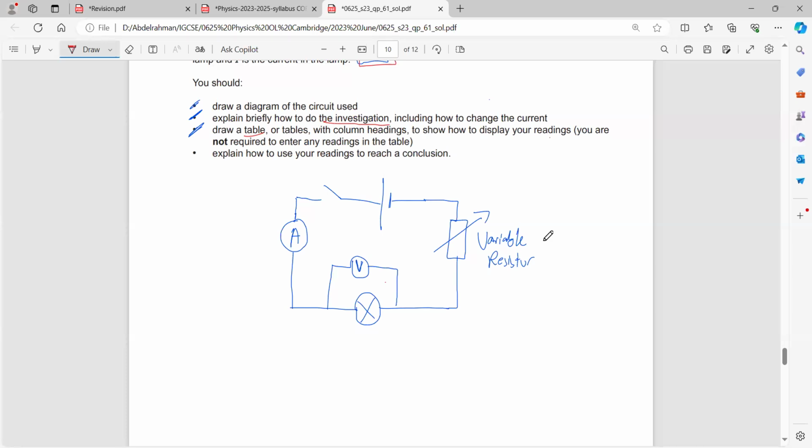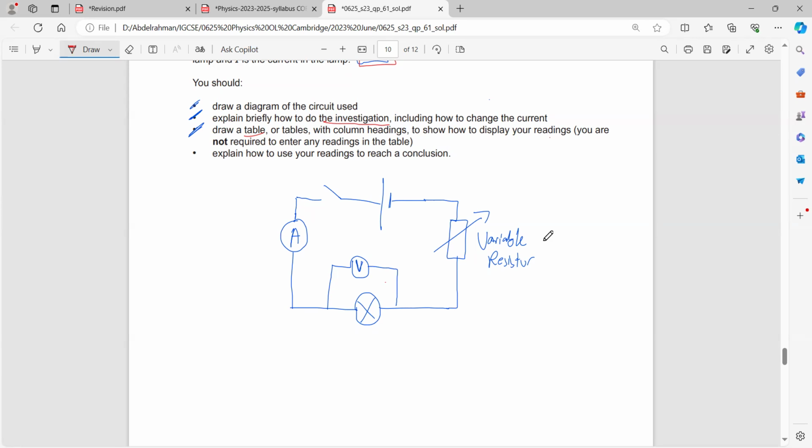Can I use a different number of cells for this question? A different number of cells could give you a different current. But to be very honest, it would be a lot more accurate to use a variable resistor.